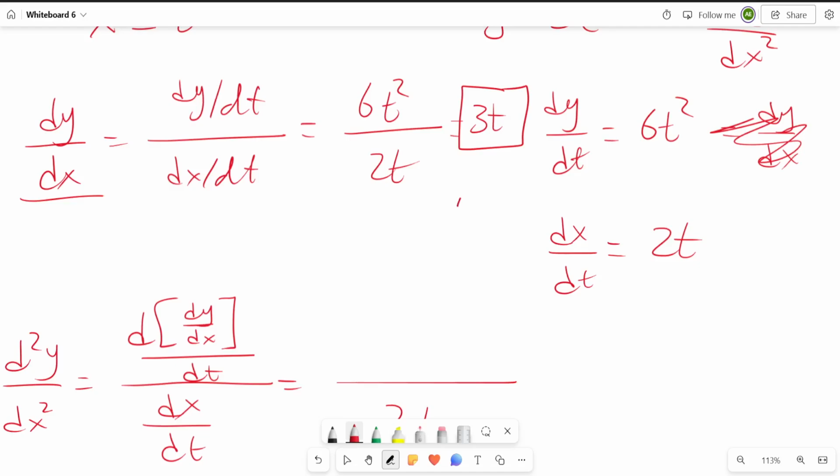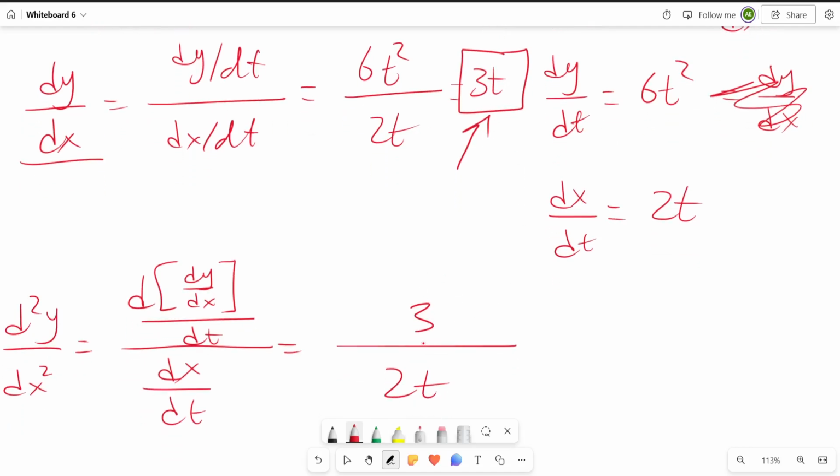dy by dx is 3t. So differentiation of that is basically 3. Because I just read that this is the dy by dx. However, no, it's 3t. Okay, so differentiation of dy by dx, which is differentiation of 3t with respect to t, is simply 3, and then over dx by dt, which I already have as 2t, so I will just divide them, and this over here is going to be the answer for my second derivative.